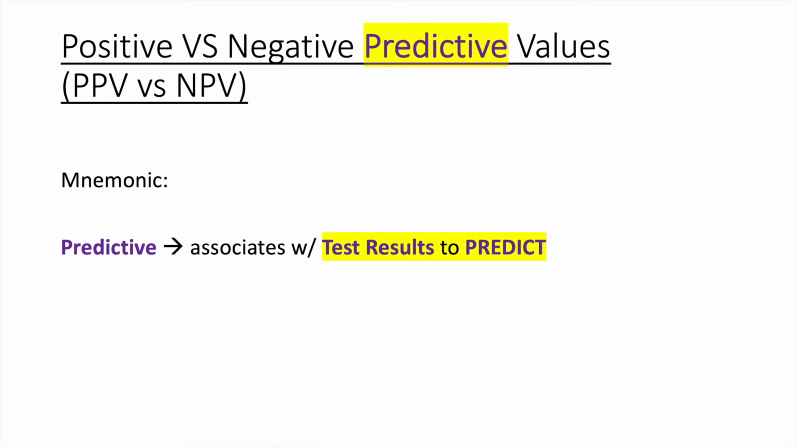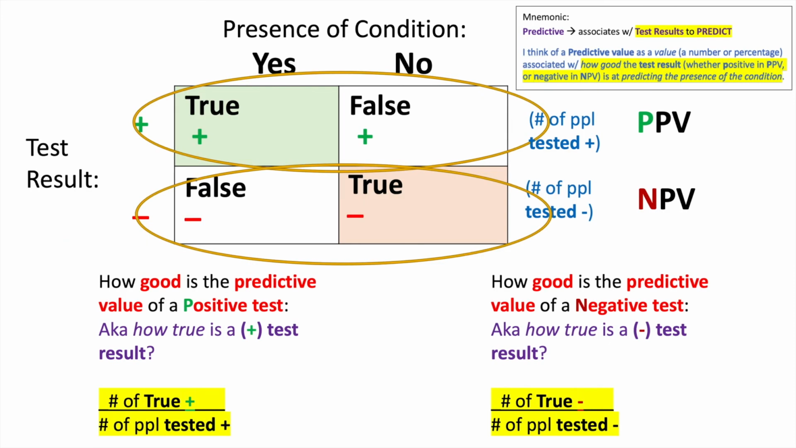This is how I remember PPV and NPV. I see the word predictive and I associate it with test results, because you can use test results to predict, but you can't really use the presence of a condition to predict because there's no need for it. It doesn't make sense. This is for your reference.